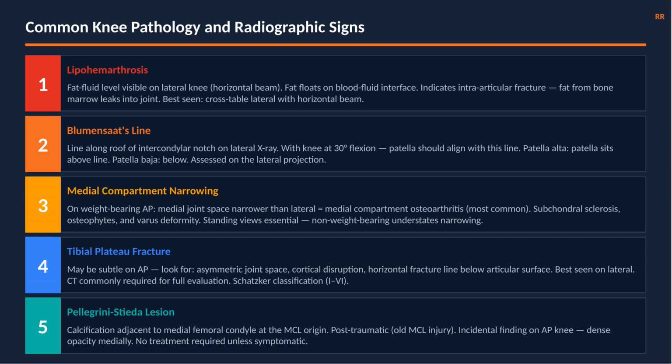Tibial plateau fracture may be subtle on AP. Look for cortical disruption, horizontal fracture line below the articular surface, or asymmetric joint space. Best confirmed with lateral and CT, classified by the Schatzker system from 1 to 6.